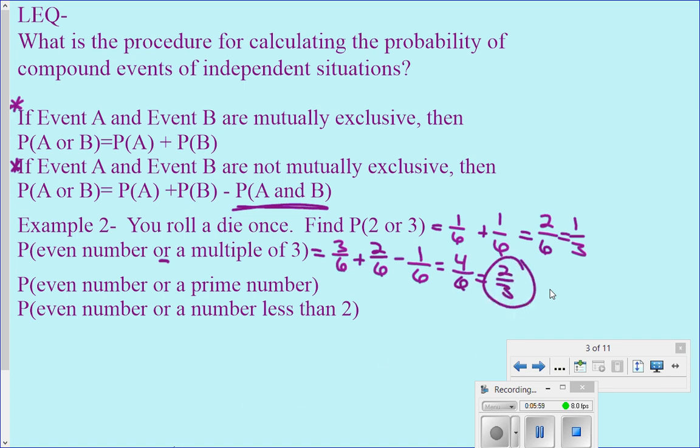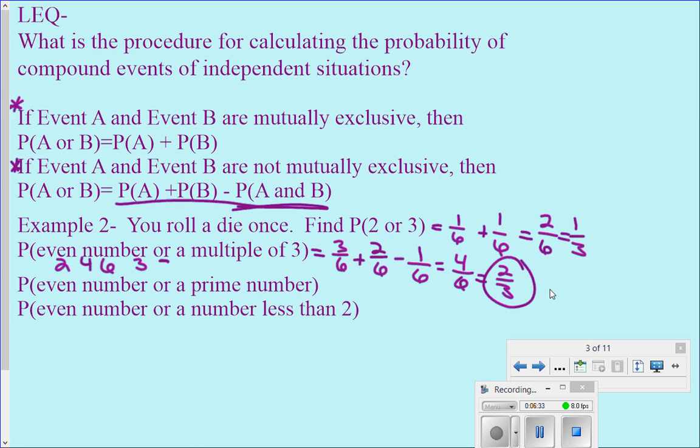Now, I told students in class that you may either use the formula like I just did, probability of A plus probability of B minus probability of A and B, or you can just think logically. So if you're thinking logically, even numbers, I would write all the even numbers, so 2, 4, 6. Multiples of 3, well, multiples of 3 we know are 3 or 6, but I already have 6 written, so I'm just going to add 3. I'm not going to add 6 since it's already on my list. Then I'm going to count 1, 2, 3, 4. There are 4 numbers out of 6, which is 2/3.